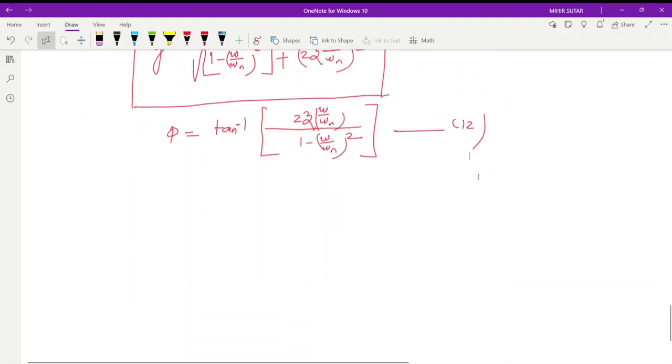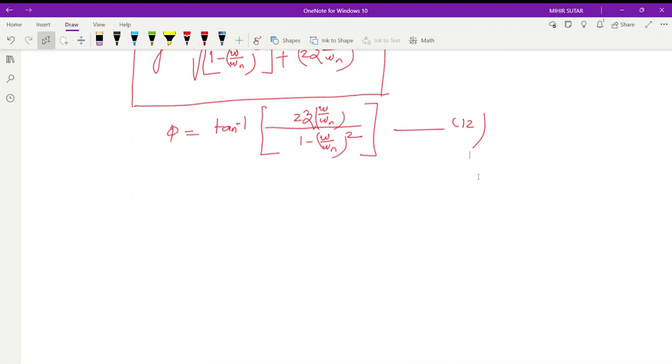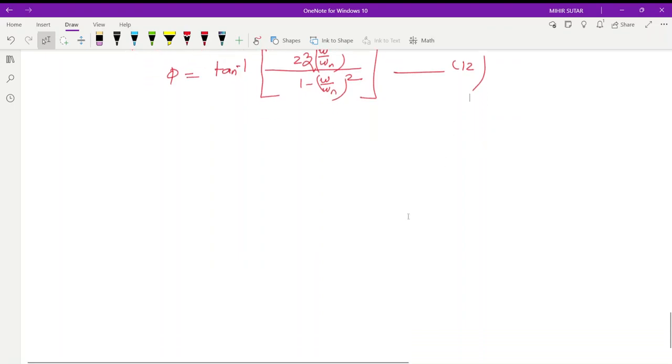Equation 12. This is the case for a relative amplitude in a basic set. Now let us consider an example.